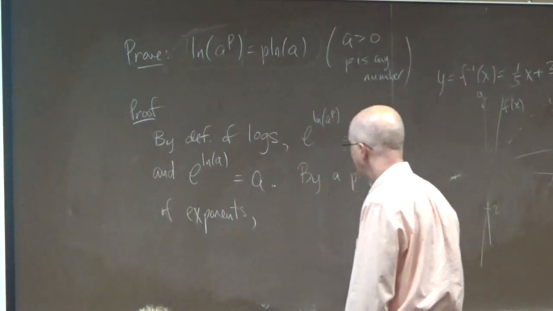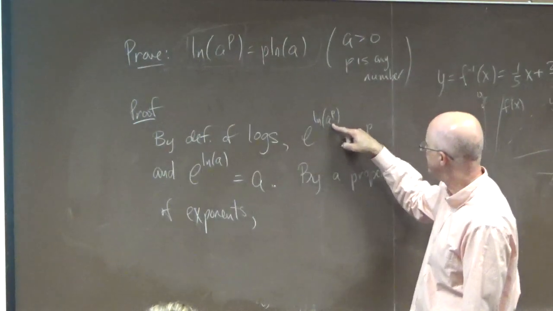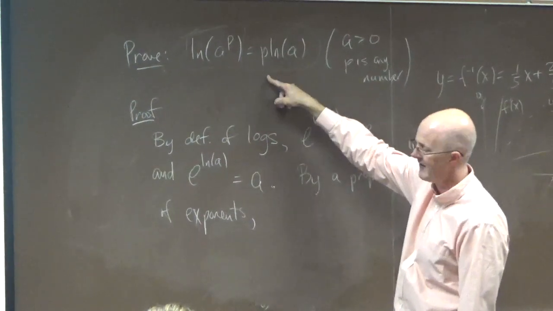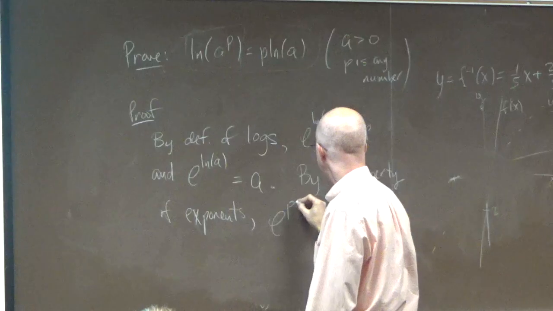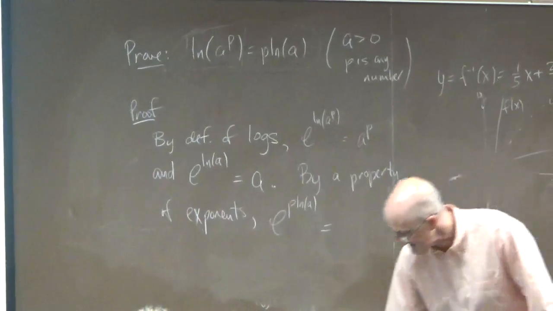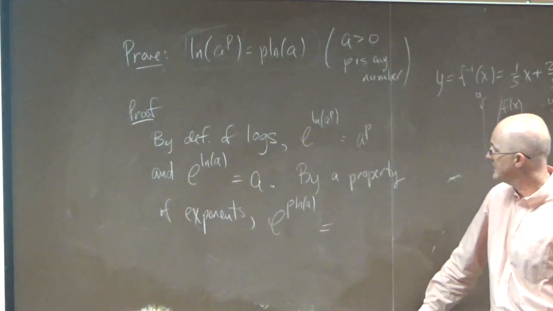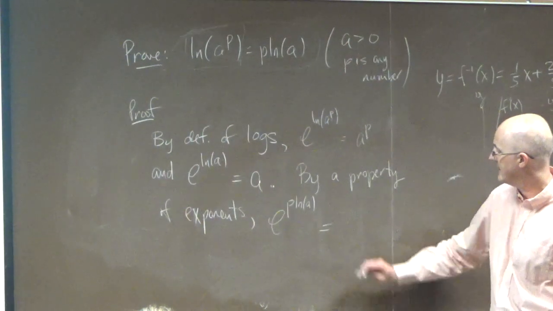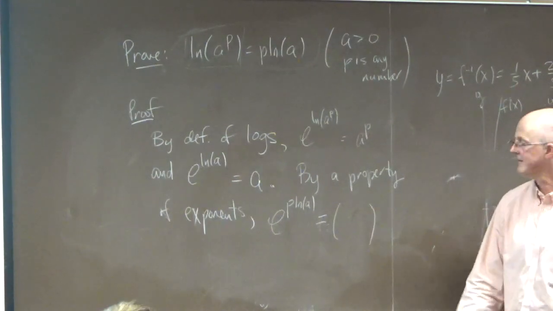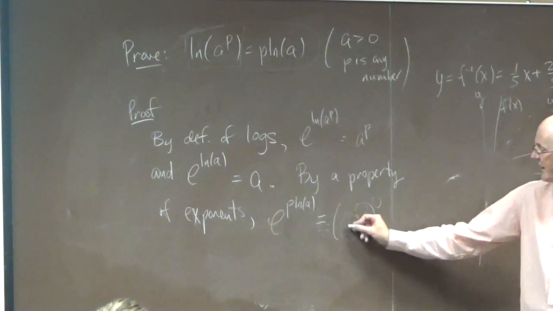what kind of property might I want to use? Well, here you see an e to the natural log of a to the p. Here you see an e to the natural log of a. Maybe we should try raising e to this thing with the p in there. e to the p times natural log of a. That's got to get in there somehow. What property do you think I should use? Any idea what I'm referring to here by property of exponents? Here's a little hint. Something, something, something. What should go down here?